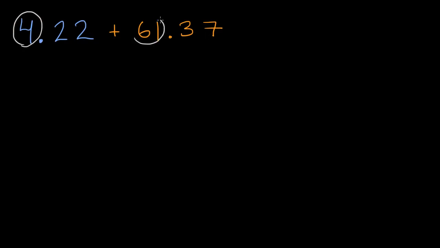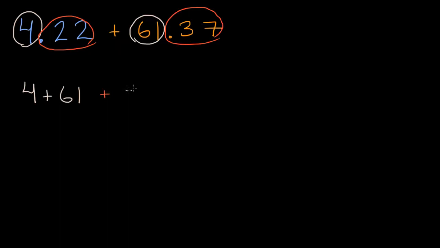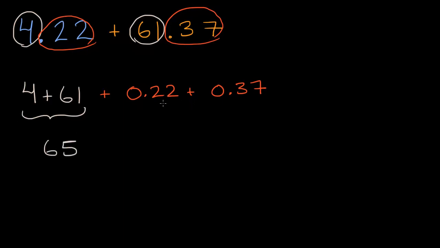How about I add the 4 plus the 61? So it's going to be 4 plus 61. And then separately, let me add the 22 hundredths to the 37 hundredths. So then I'm going to add 22 hundredths plus 37 hundredths. And so 4 plus 61 is going to be equal to 65. And then 22 hundredths plus 37 hundredths.